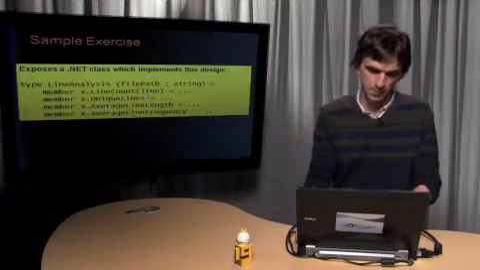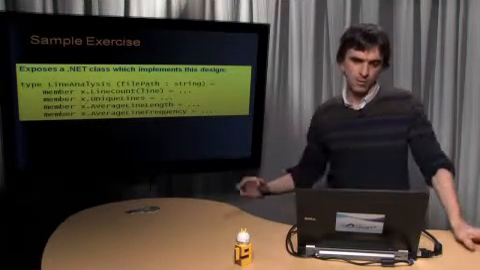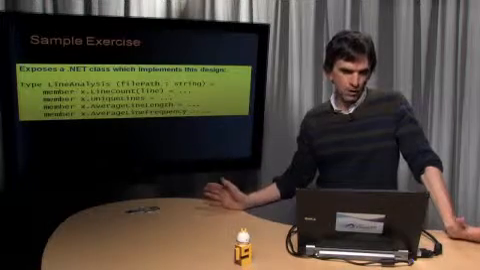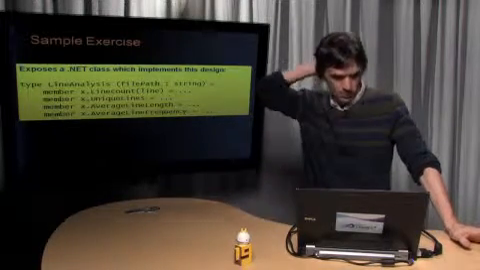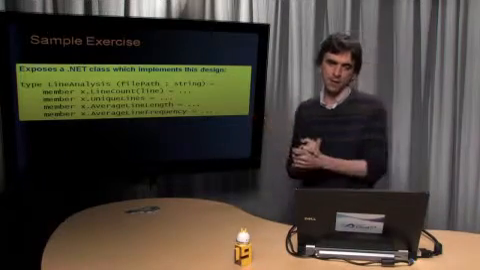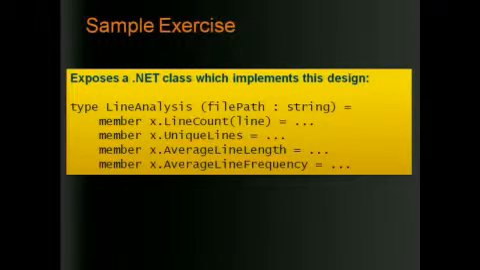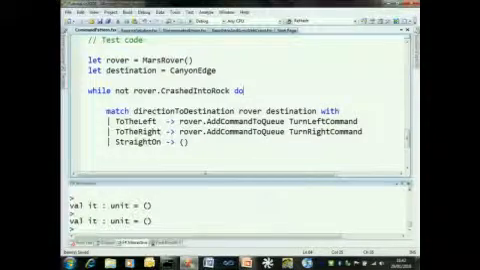Right. So as a sample exercise in object-oriented programming, we'll leave this, and we'll look at the solution to this sample straight away. So the aim is to do a line analysis on a file, which takes a path to the file, reads the file, and then computes the line count, unique lines, average line frequency, and the average line length. So let's take a look at this exercise solution.